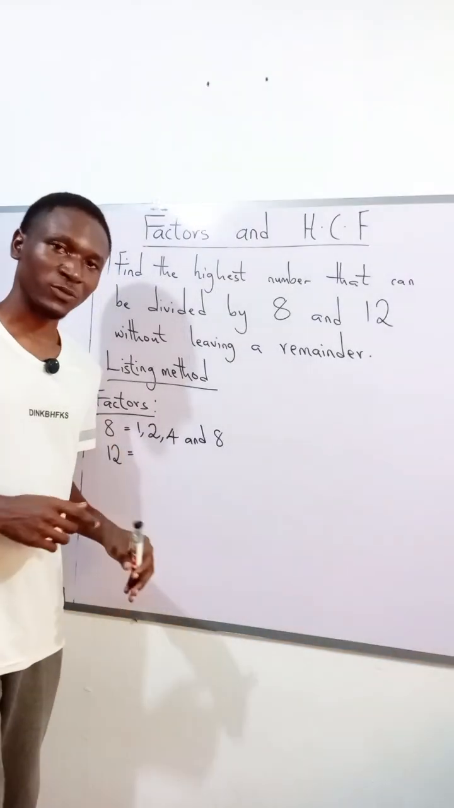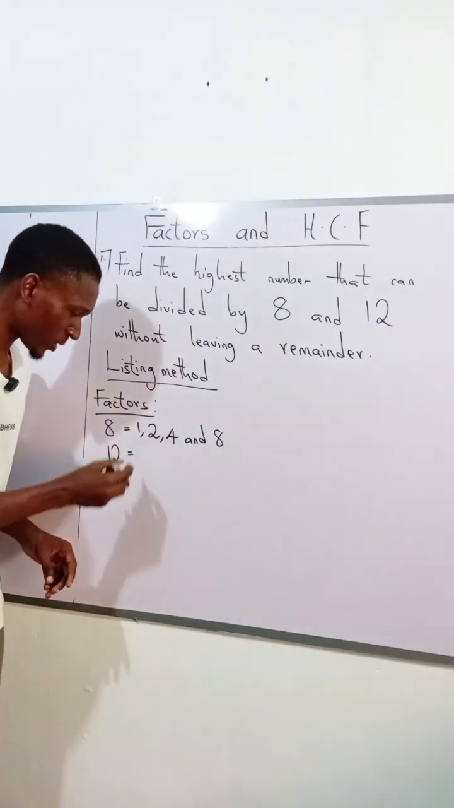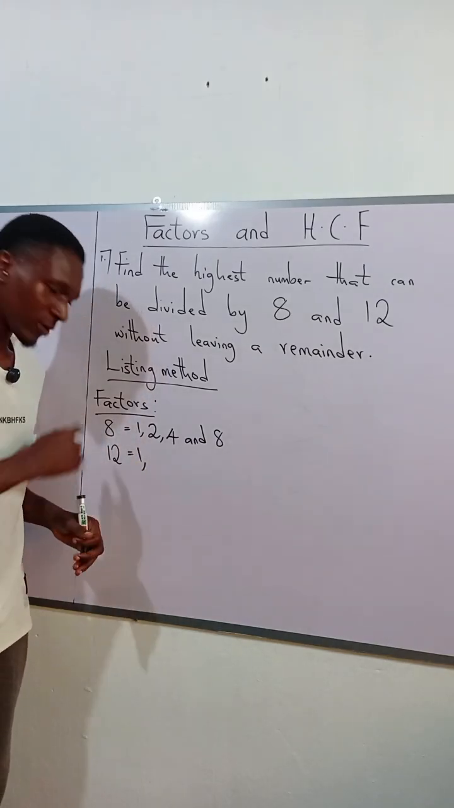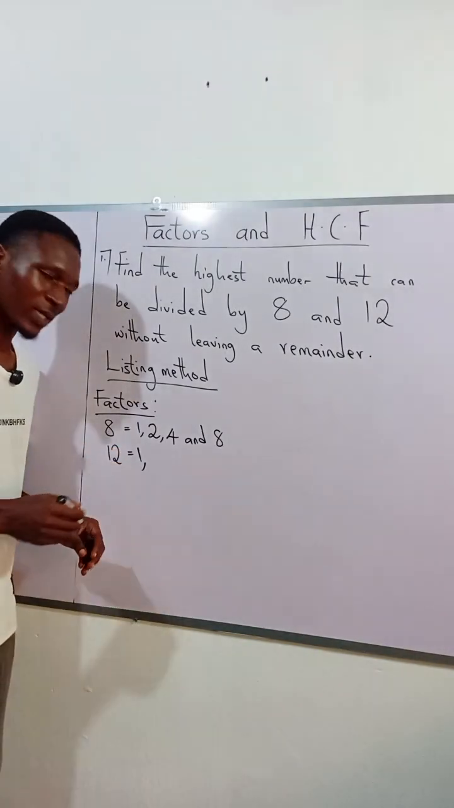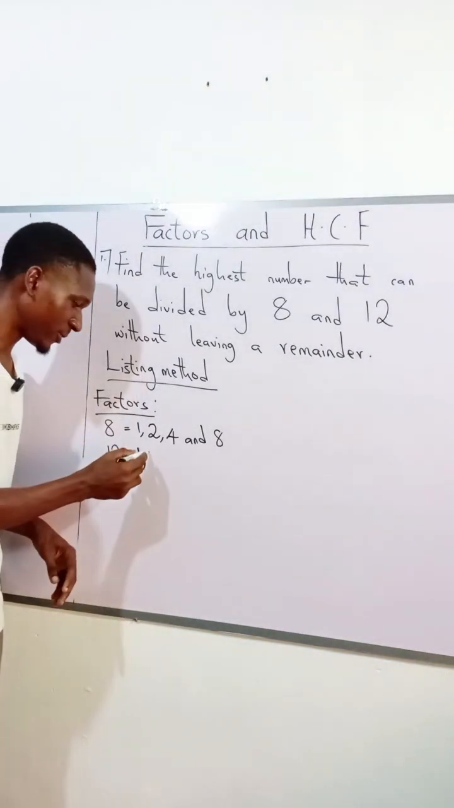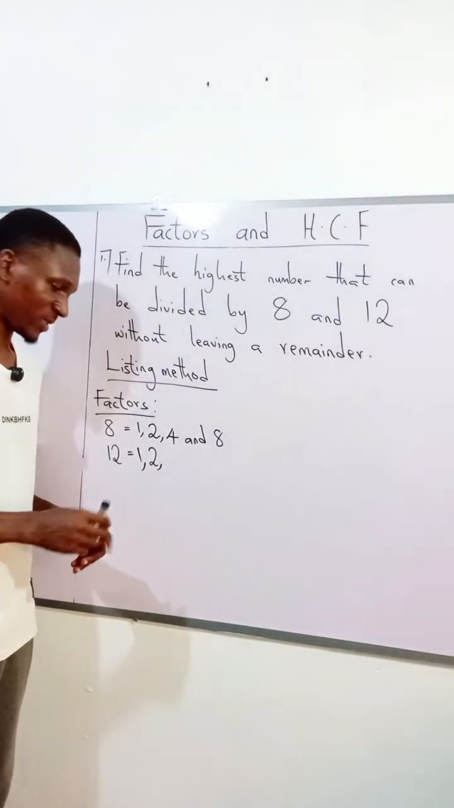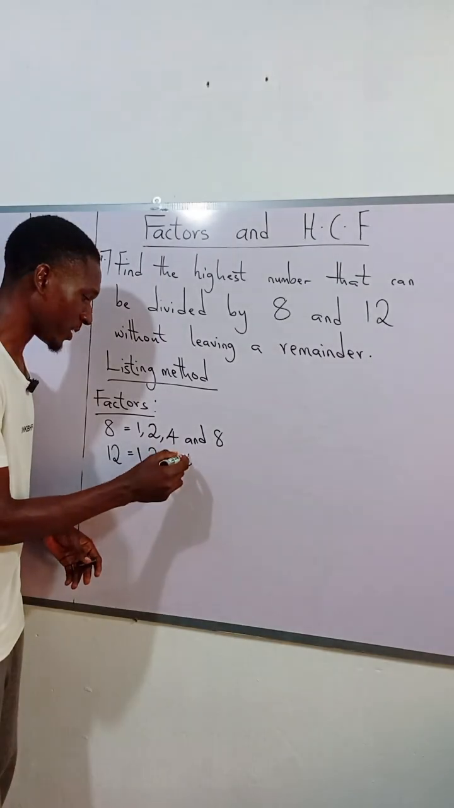Now let's go for the factors of 12. The numbers that can divide 12 without a remainder. The first one is always 1. The second one is 2. Right? 12 divided by 2 is 6, remainder 0. 12 divided by 3 is possible without remainder. 12 divided by 4 is possible without remainder.